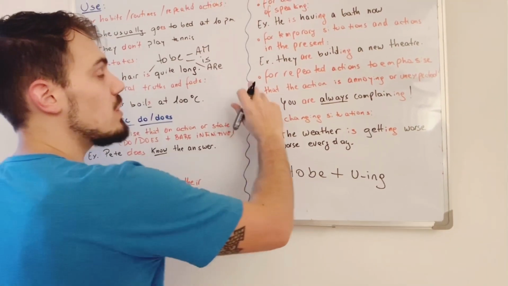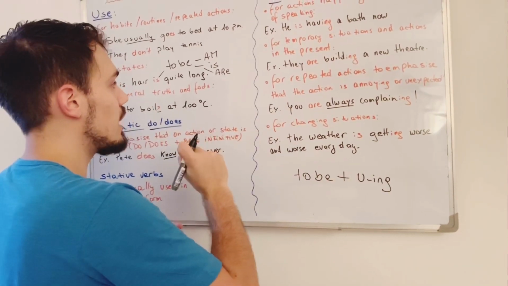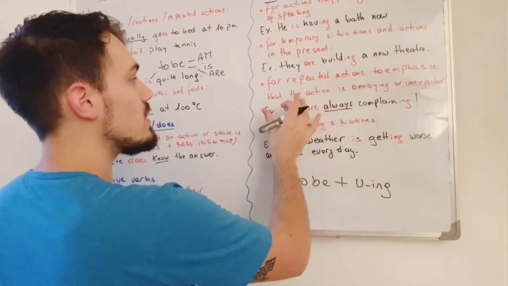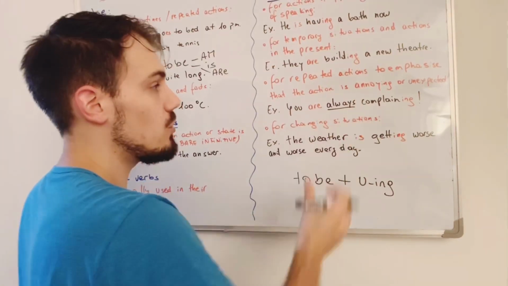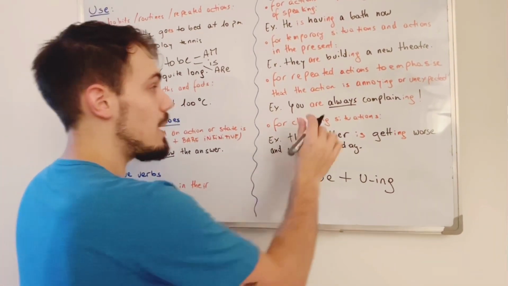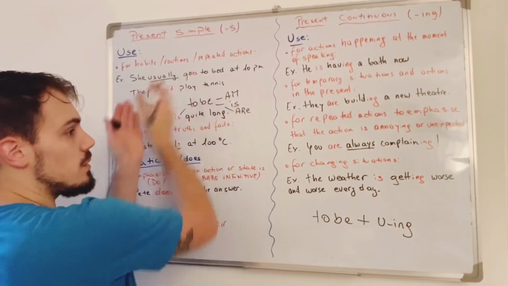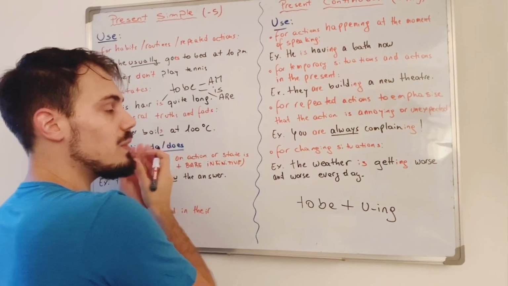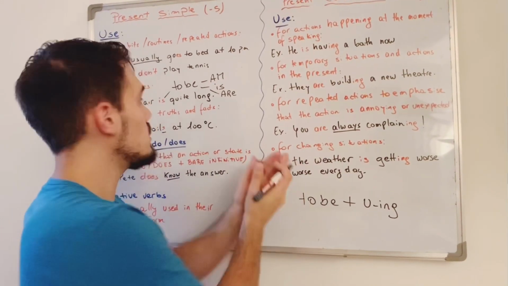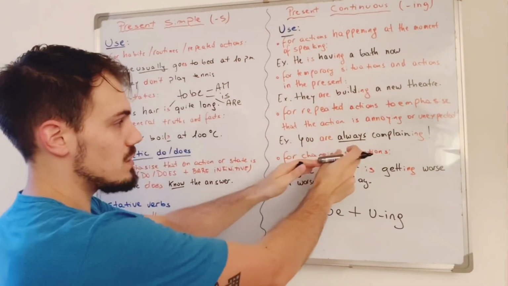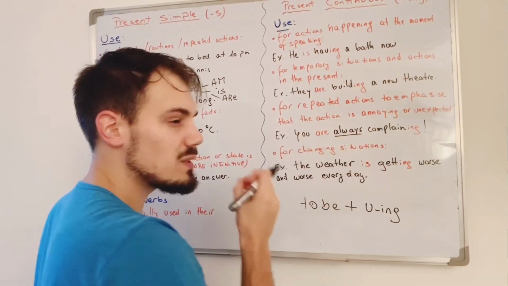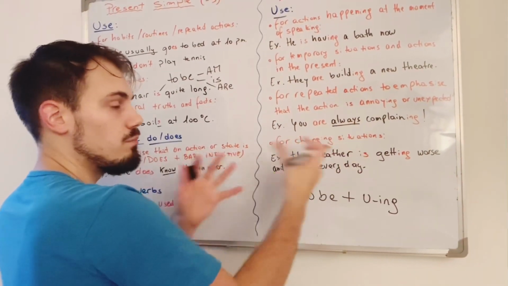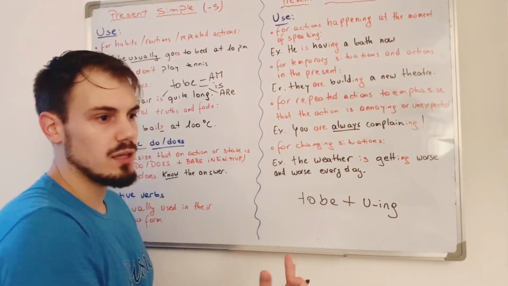And then we use it for, and this is something, let's say, funny, okay? Because we use it for repeated actions to emphasize that the action is annoying or unexpected. And here we have something that corresponds in a way to the present simple, which is the always. Okay, as I said at the very beginning of the video, always we use it for the present simple and not for the present continuous, okay? But here, when we emphasize that something is annoying, okay, we use always. We combine both things. So you are always complaining, okay?